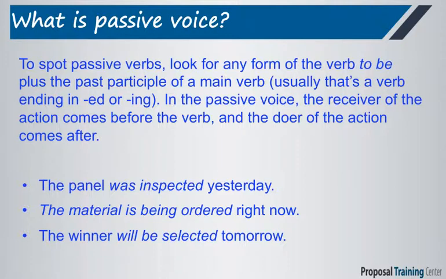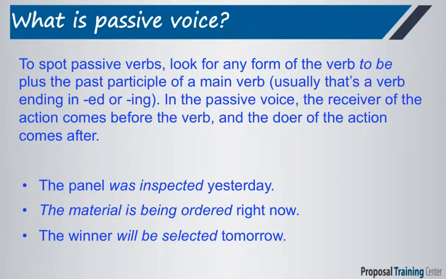By the way, I have to say this here and now. Passive voice has nothing to do with tense. Passive voice is not past tense, nor is it the same as past tense. The first example is passive voice past tense. It was inspected in the past. The second one is present tense. The material is being ordered even as we speak. The third is future tense. The winner will be selected tomorrow. All are passive, but each is a different tense. Well, confused yet? Don't be. We're done with the grammar and the technical explanation of passive voice.